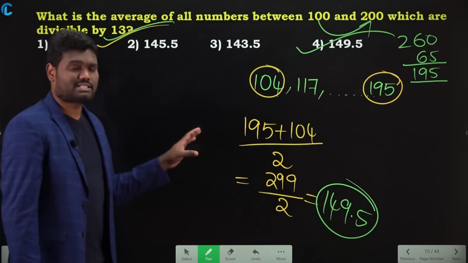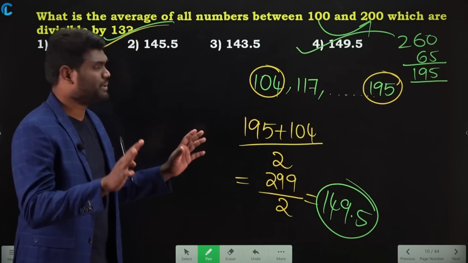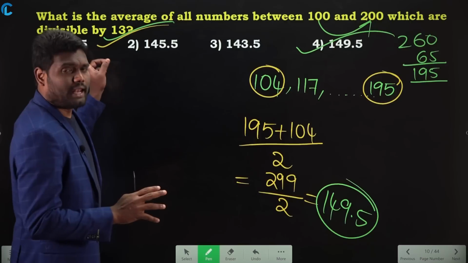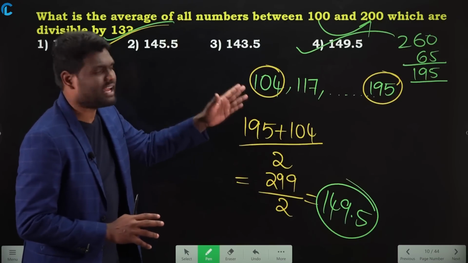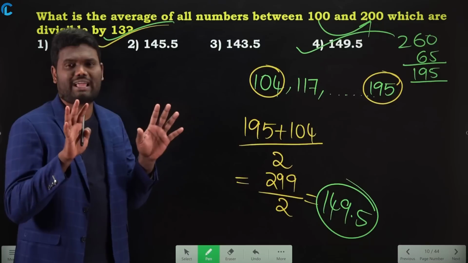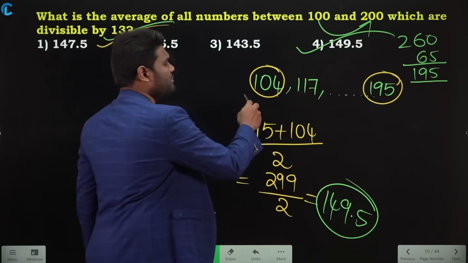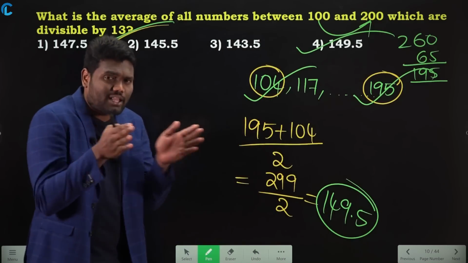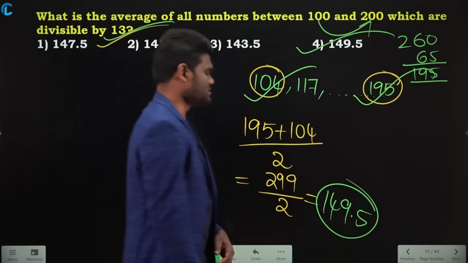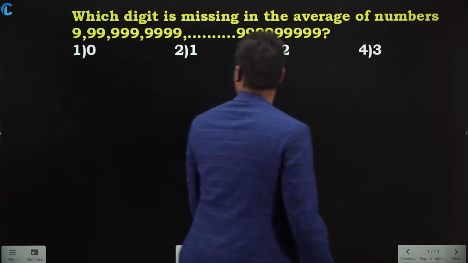Even this question was asked in the mains examination. Very simple. You are just asked to find numbers which are divisible by 13 and in between 100 and 200. For that you need to calculate the average. So we know the smallest number is 104 and the highest number is 195. Just add those numbers, divide by 2. You will get the answer. Okay. Let us look at the next question.